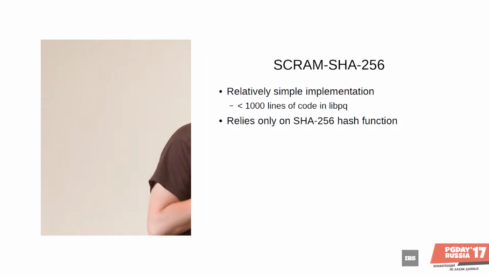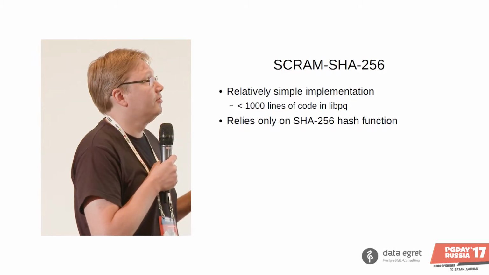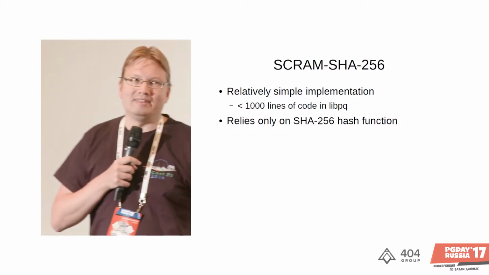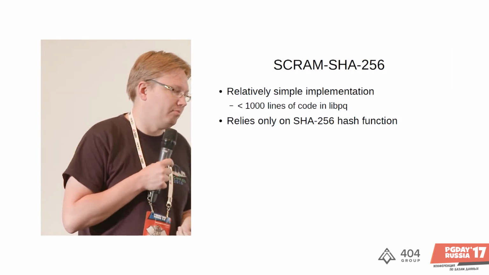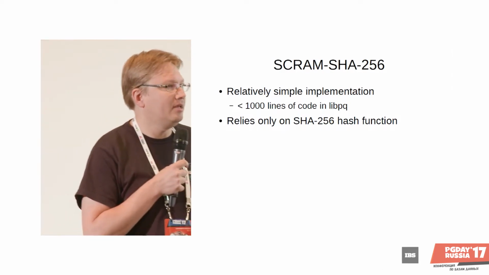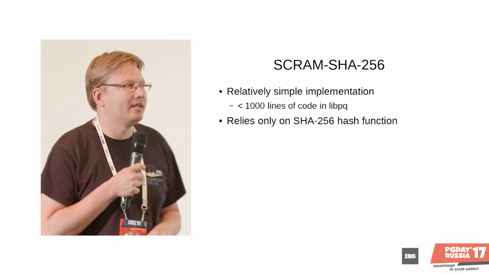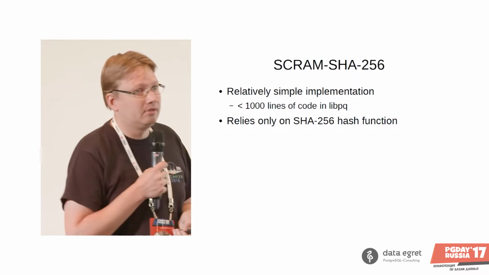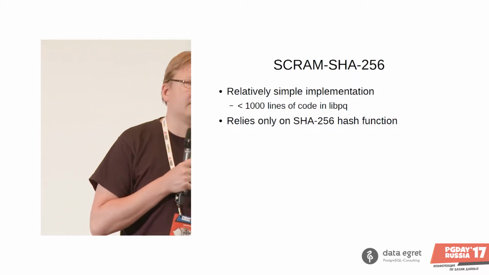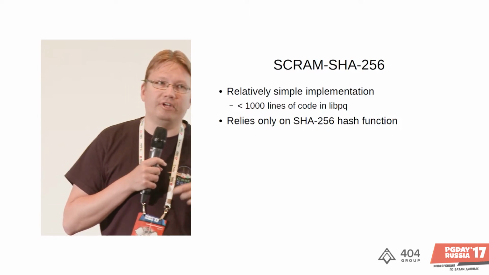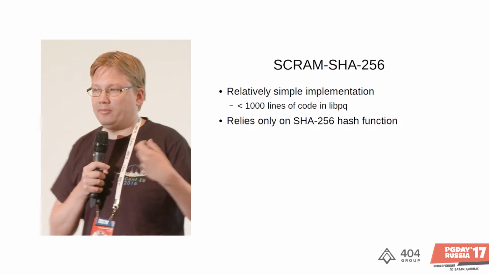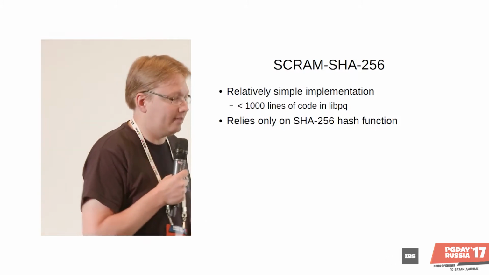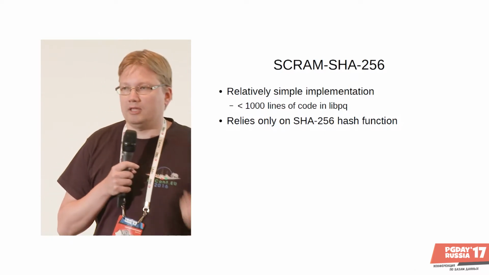So SCRAM is a pretty simple algorithm. The implementation in libpq in the client is about 1,000 lines of code, except for some pretty long tables for Unicode normalization, which is part of the spec, and we have to implement. But it's just lookup tables. And it only relies on the SHA-256 hash function. There is no complicated math like there is in some other authentication methods. You don't need long integer mathematics. You don't need exponentiation or factorization or anything complicated like that. All you need is the SHA-256 hash function.